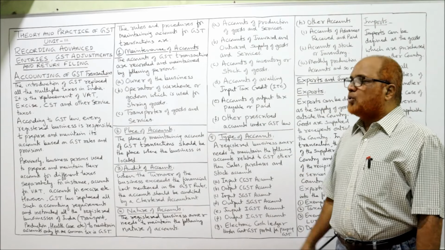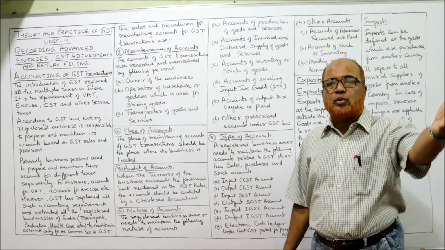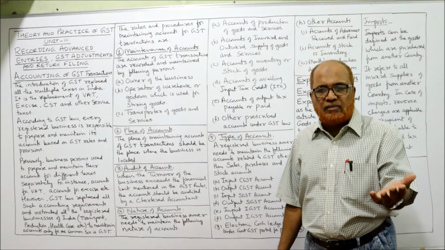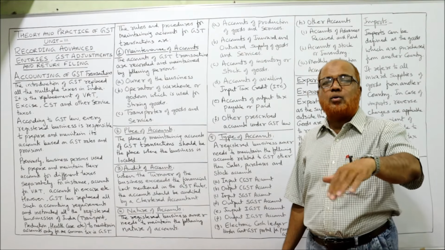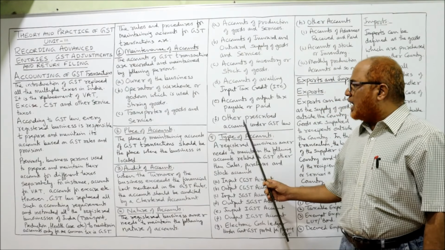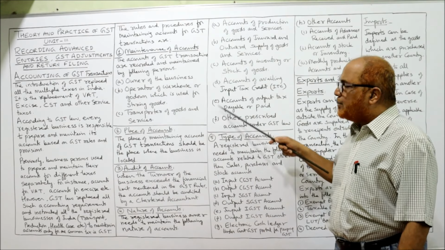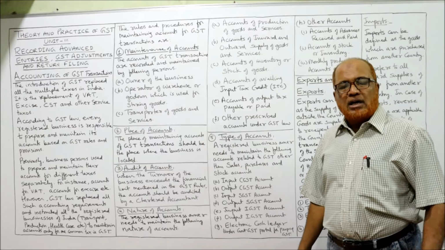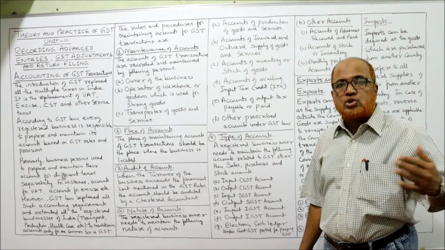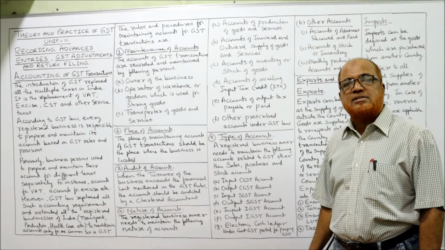So accounts relating to input tax credit, it is called ITC. Then accounts of output tax payable or paid. There are two taxes, input tax and output tax. Input tax credit will be given and accounts related to output tax payable or paid should be maintained. Lastly, other prescribed accounts under the GST law. This is only an example of the accounts. Apart from this, the GST law may prescribe some other accounts to be maintained. So those accounts have also to be maintained by the registered businesses.